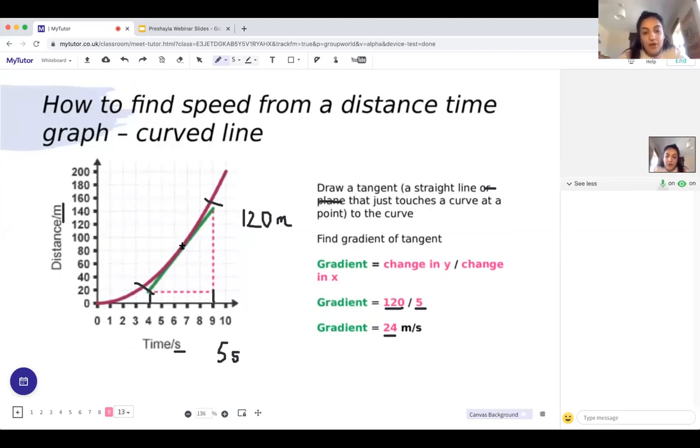Now do bear in mind that a curve means a changing speed, but the speed is pretty much constant in this portion of the graph. From here to here, the speed is pretty much constant. It's pretty much a straight line. So we're making an estimate. We're pretending that it's a straight line, and we're finding the speed at that point. So although curved lines do mean changing speed, in that section of the curved line, it's pretty much constant. So we draw a straight line and then we find the gradient of that.